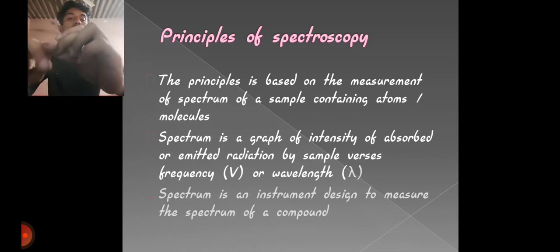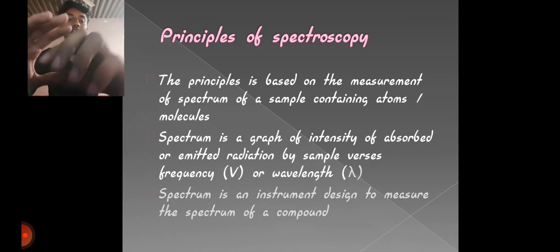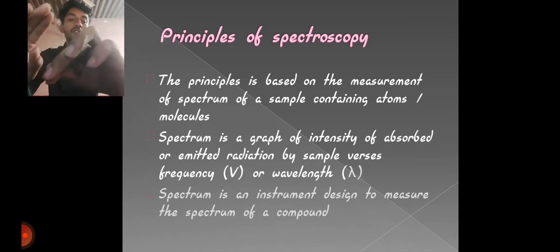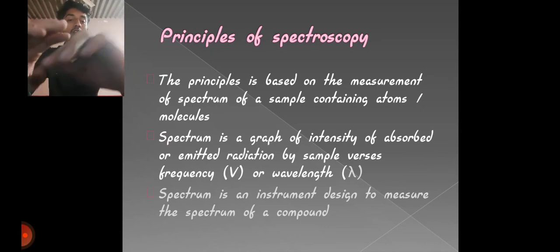The principle is based on the measurement of the spectrum of a sample containing atoms or molecules. The spectrum is a graph of intensity of absorbed or emitted radiation by the sample versus frequency or wavelength. A spectrometer is an instrument designed to measure the spectrum of a compound.